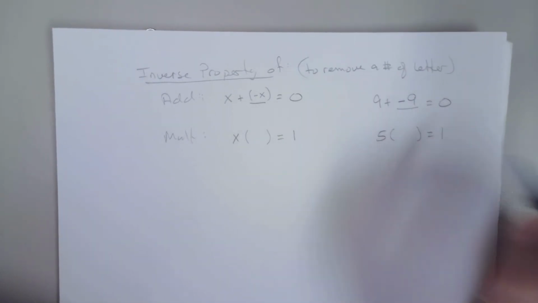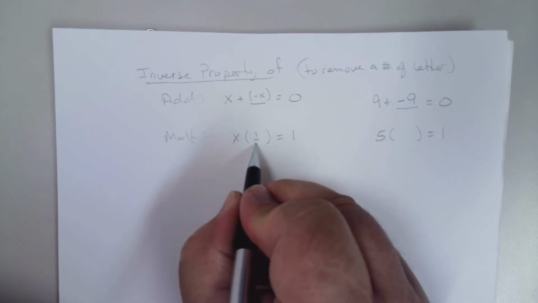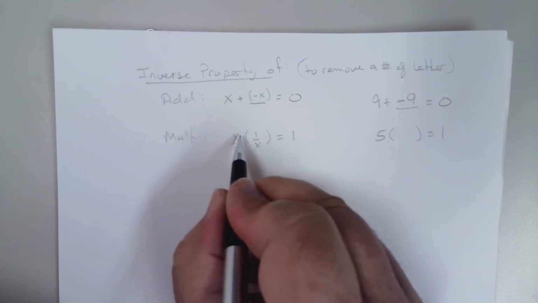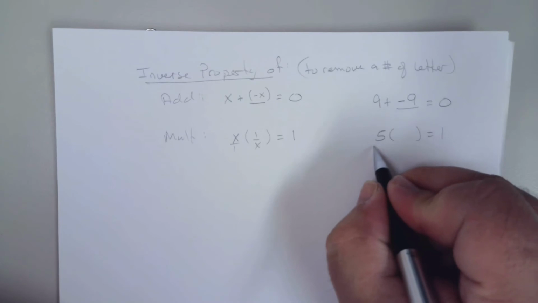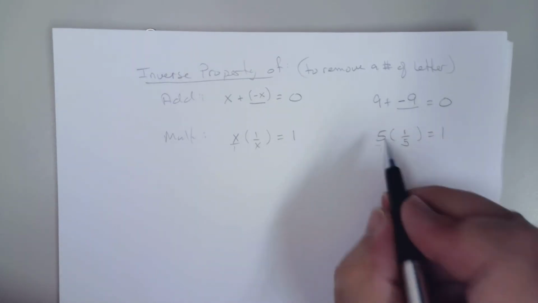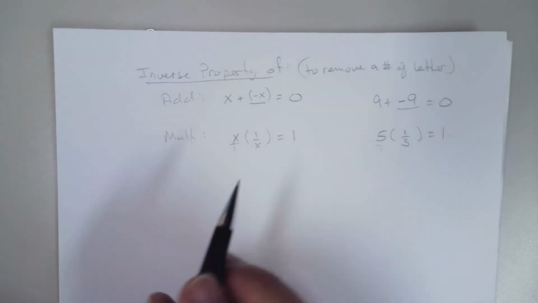5 times what equals 1? Well, it's just the flip of it. This right here is x over 1. Flip it and multiply it. The x's cancel, so we have 1. This is 5 over 1, so it's 1 over 5. The 5's cancel, leaving 1. Now, why is that important?